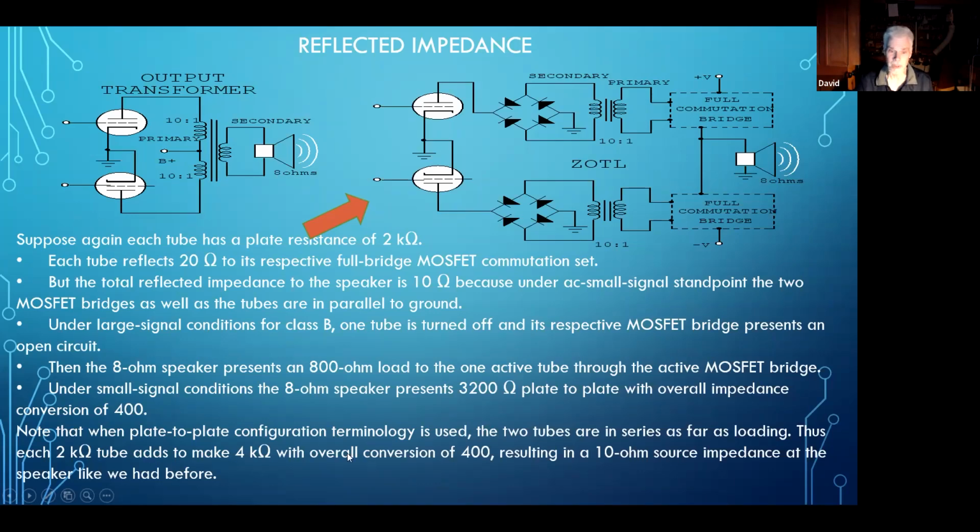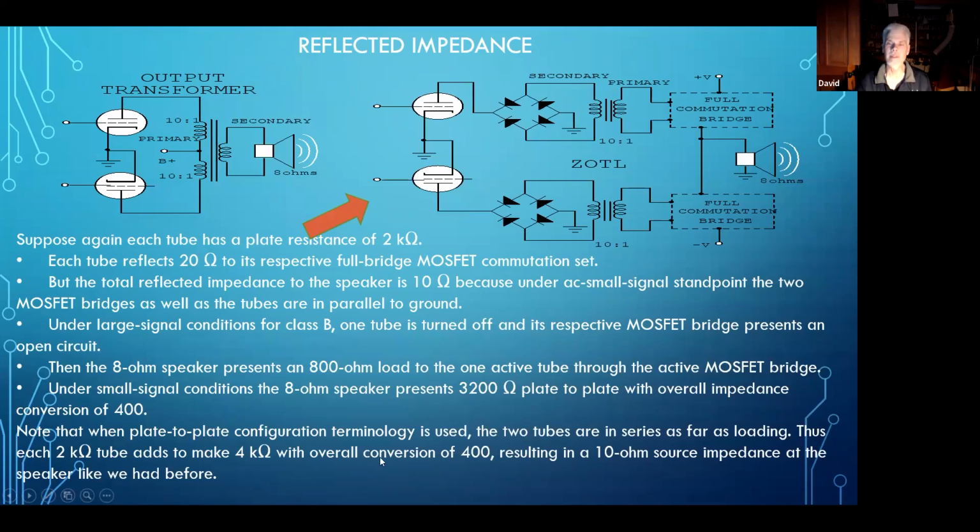Note that when the plate-to-plate configuration terminology is used, the tubes are in series as far as loading. Thus, each 2 k ohm tube adds to make 4 k ohms with an overall conversion of 400, resulting in a 10 ohm source impedance at the speaker like we had before.